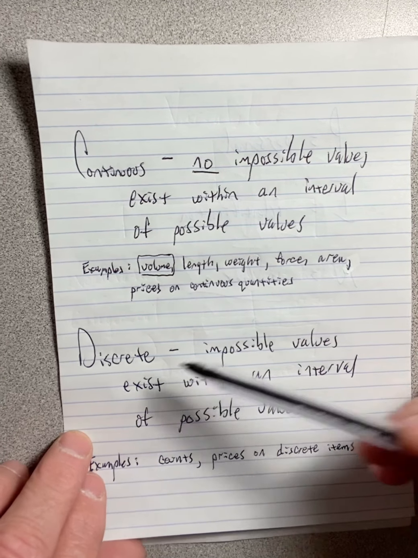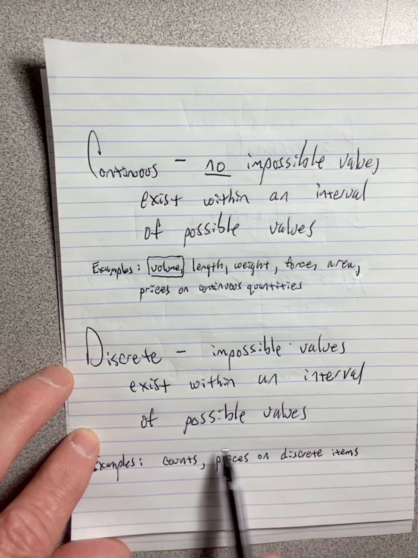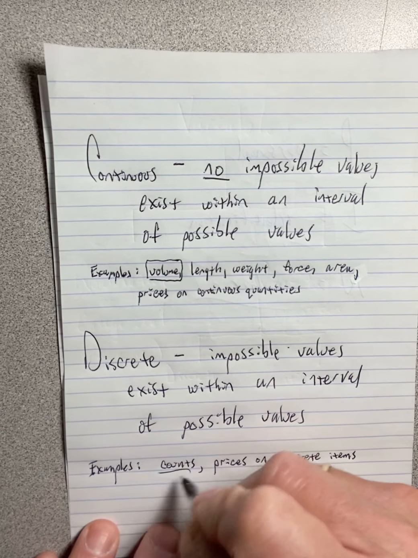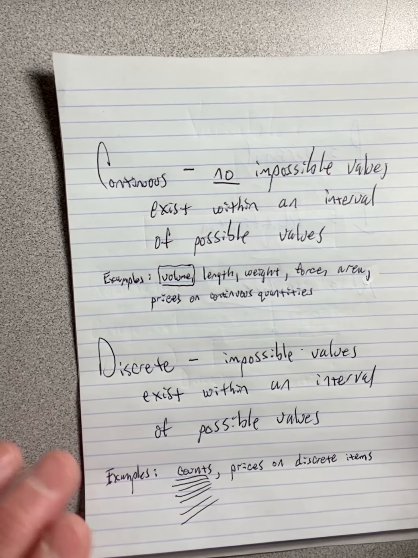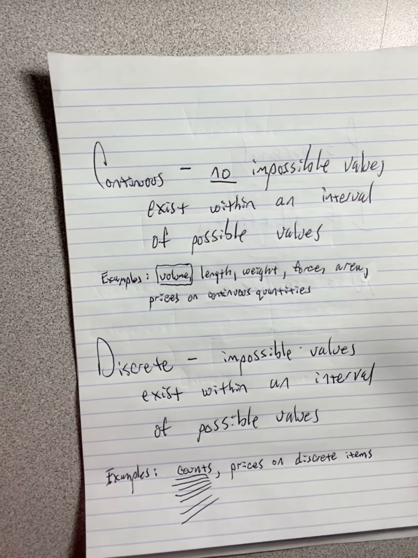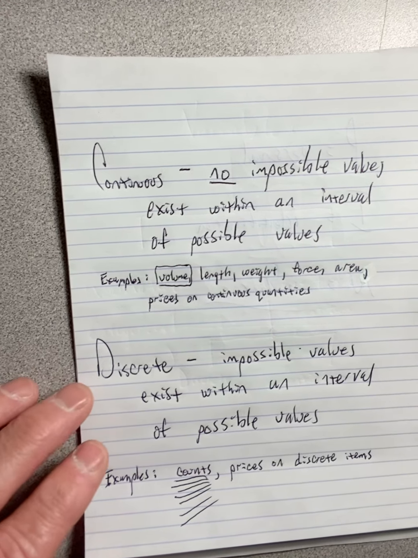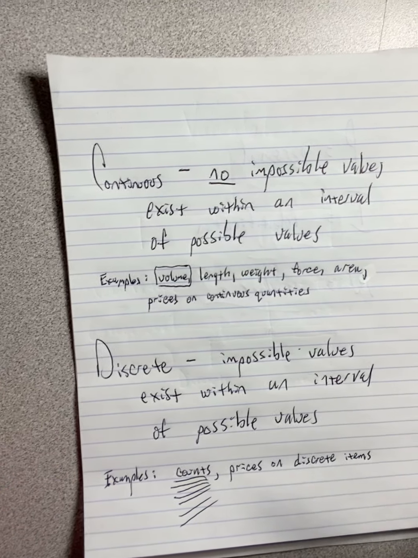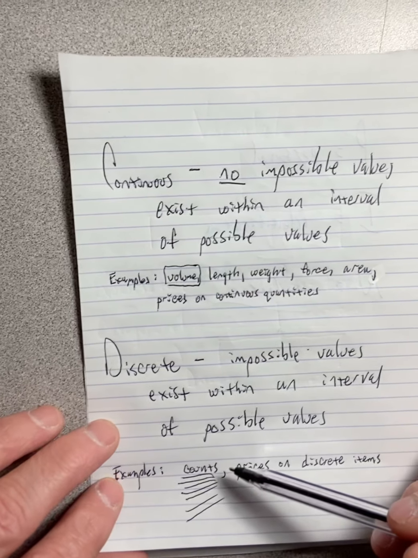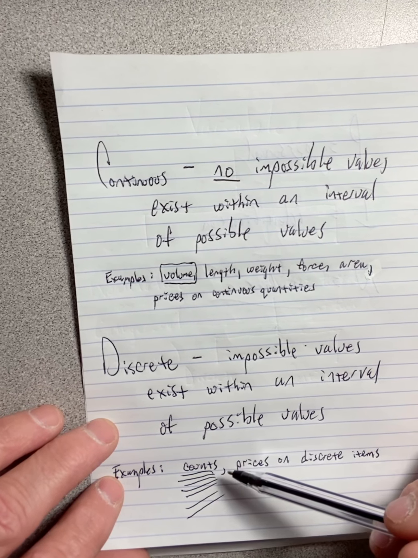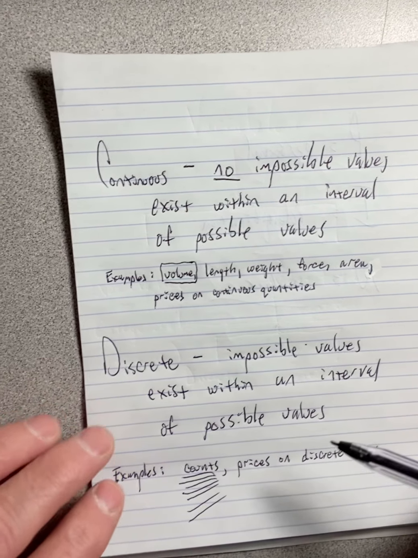Now, discrete variables are when impossible values exist within an interval of possible values. And the most common example is a count. If I'm counting how many chickens are in the chicken coop, I can count 1, 2, 3. I can't have 2.5 chickens. That would be a dead chicken. Or you might say, well, what about a chicken that's lost a leg and a wing from a fight with a fox? Well, it's still a whole chicken. It's just been damaged. You don't start counting parts. It's still a creature, and you count it as a whole creature.